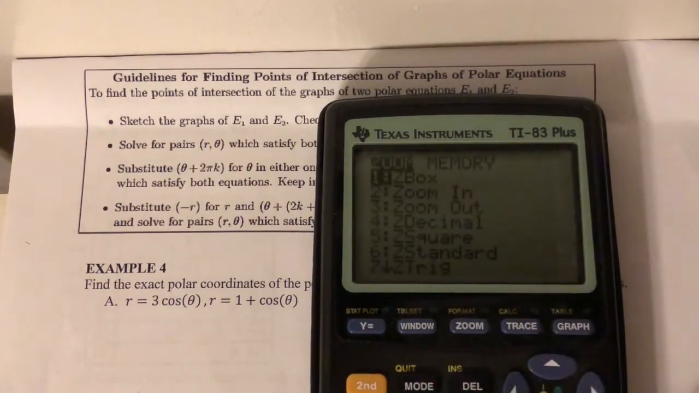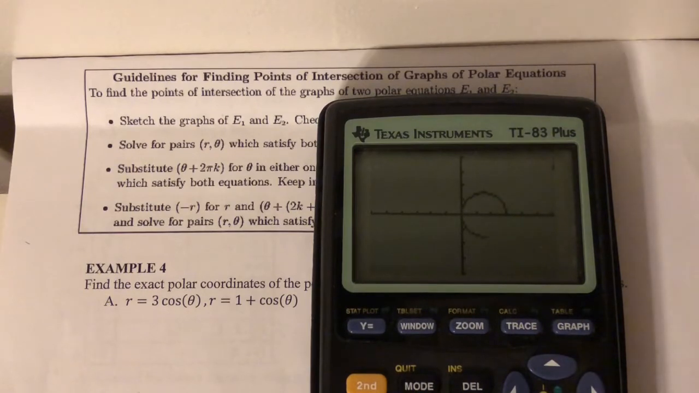I can hit zoom 5 to correct for that. That's going to give me a nice square viewing window. It's going to make circles look like circles. So yeah, 3 cosine theta is definitely a circle. Now the only downside is that it zoomed out for me a little bit on the x-axis, but we can still see that that's a cardioid.